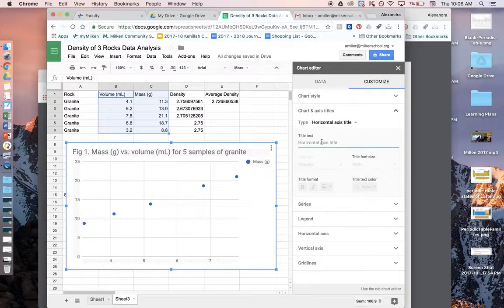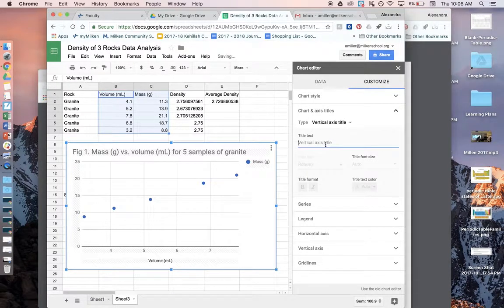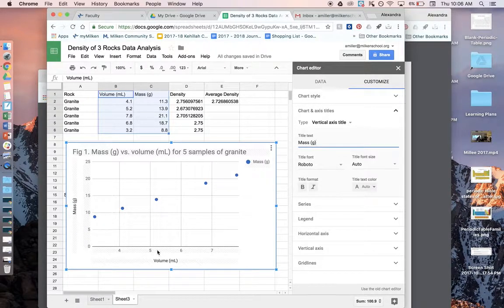All right, so now I want to add labels. You guys know that if you read the scientific writing guide, it says add labels to your axes. So for my horizontal axis title, that is volume. And for my vertical axis title, it is mass. Okay, and you can see them pop up right here. And now it's starting to look really nice.